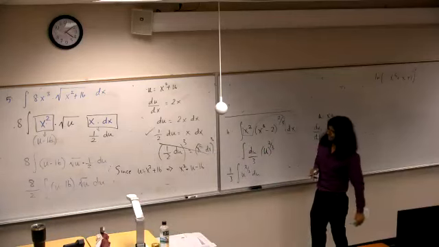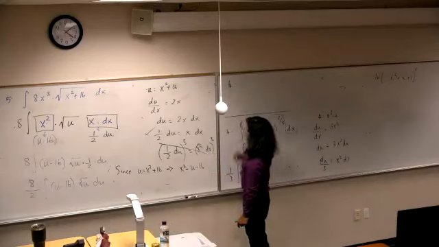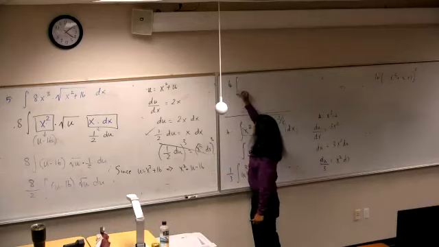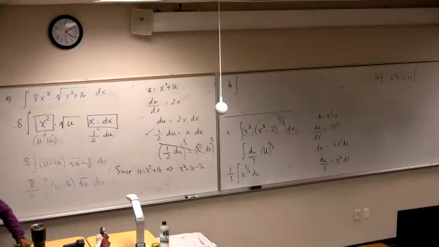Let's see. 8 over 2 is 4. Great. What to do about that? Abort mission.